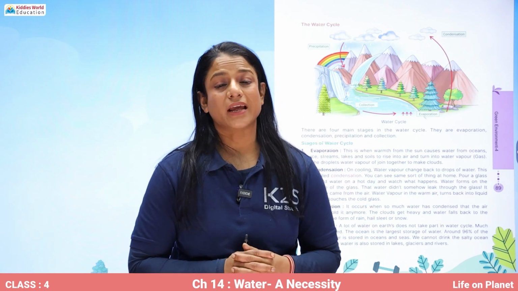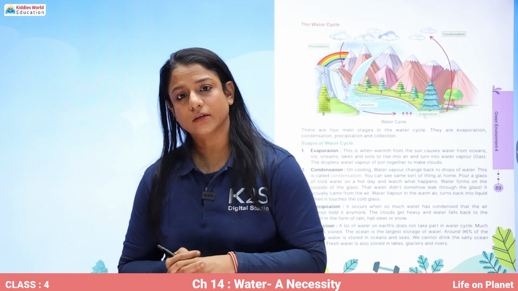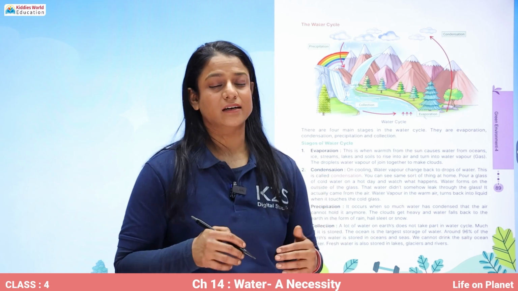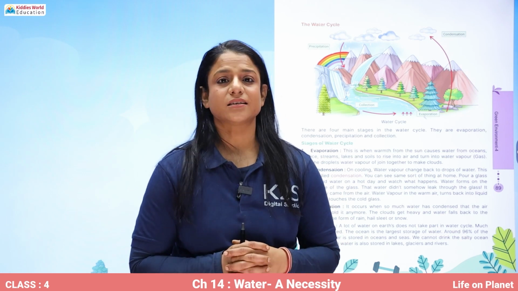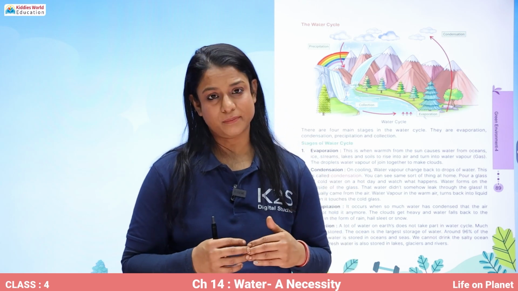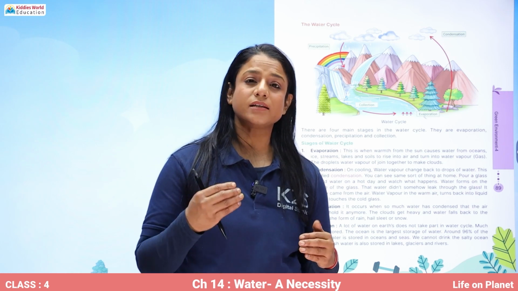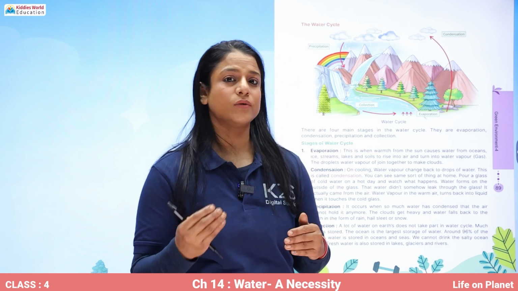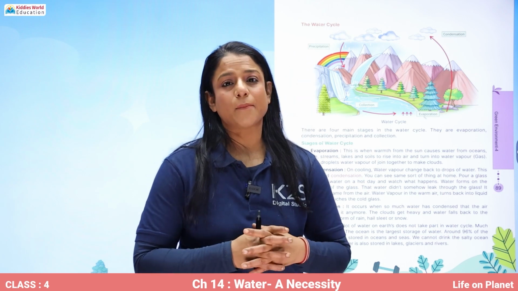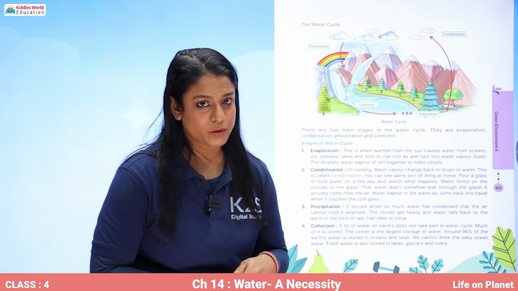So, what is the water cycle? How does rain occur on earth? How does rain fall on earth? We are going to study that in the water cycle. There is a water cycle which is happening in nature every time. It is an ongoing process. Water evaporates, it gets cooled down, and then it comes back on earth. How does this happen? It has a lot of processes. Let's study about them one by one.